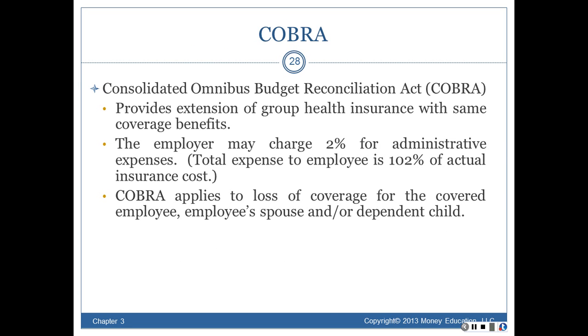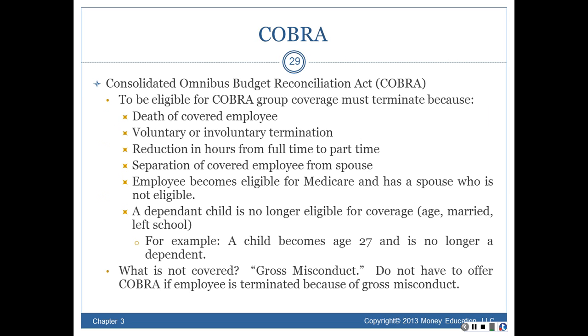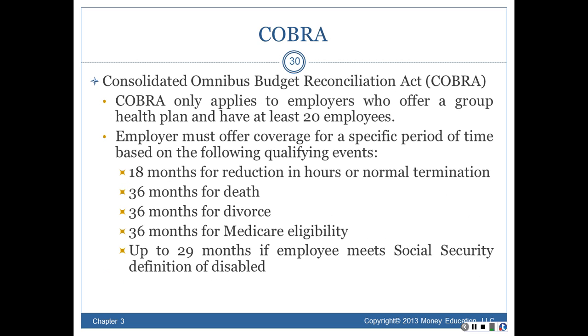Understand COBRA. Employees are basically covered for 18 months for most things, 29 months for disability. Dependents are covered for 36 months.